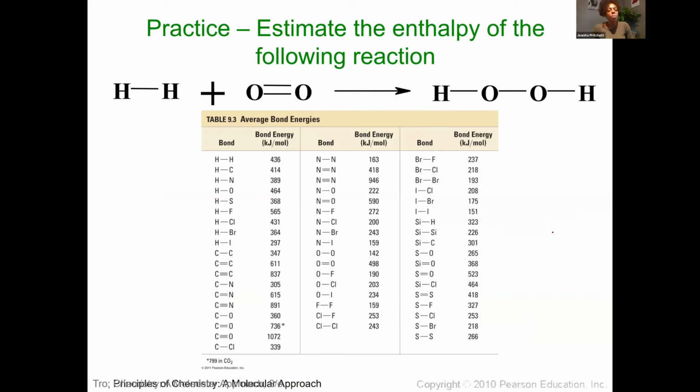And so here we have H2 plus O2 creates H2O2 or hydrogen peroxide. Again, here you have to draw the Lewis structures. So if this would have been written as H2 plus O2 creates H2O2 or HOOH, you want to make sure that you first draw your Lewis structures. You then look at what's being broken and what's being made.